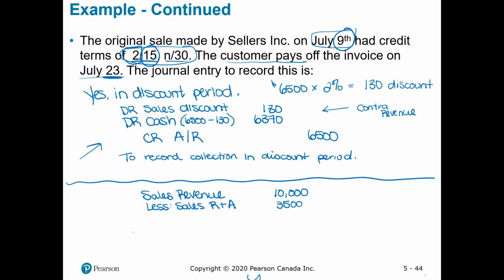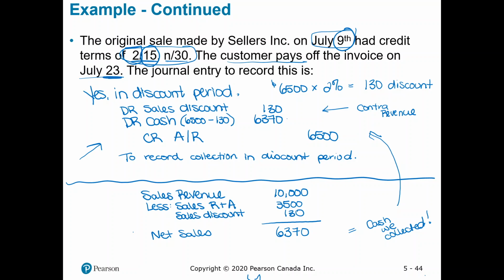And then finally, this customer paid within the discount period. So we also would have a balance in the sales discount account for $130. So our net sales, you do the math there, 10,000 minus 3,500 minus 130 gets us to $6,370. And again, this is equal to the cash that we collected that we can see above. So our net sales is equal to that cash that we ended up collecting on this group of transactions related to this one purchase.